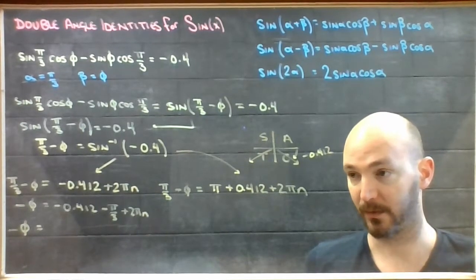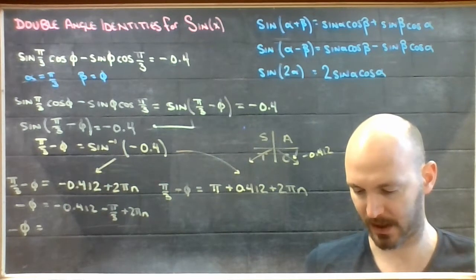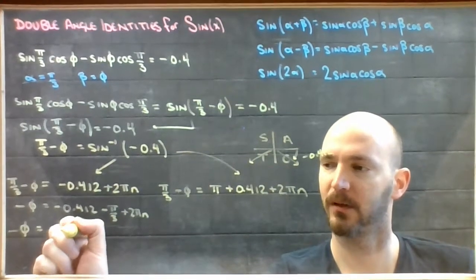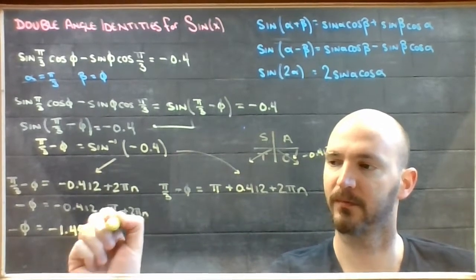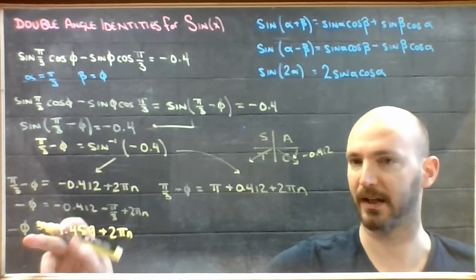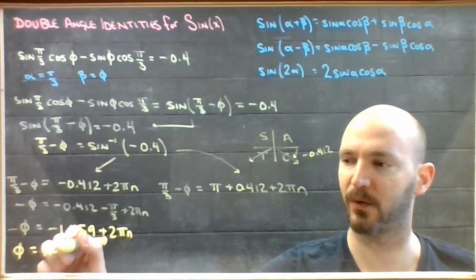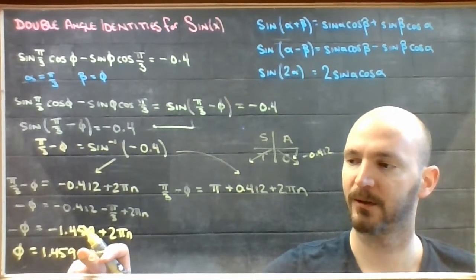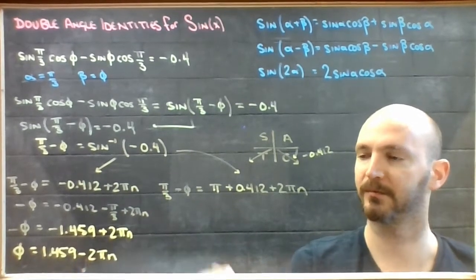So negative 0.412 minus, where is the pi on this button? Pi divided by 3 is negative 1.459 plus 2 pi n. And that's negative phi. I don't want negative phi, I want phi. So I'm going to multiply through by negative 1. I get 1.459 minus 2 pi n. Alright, lovely.